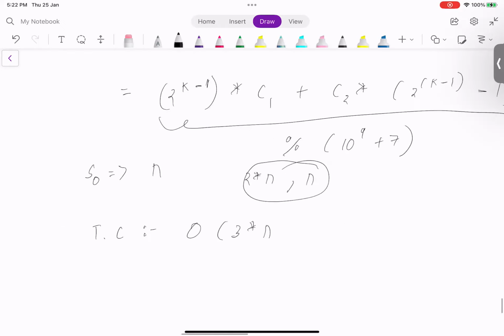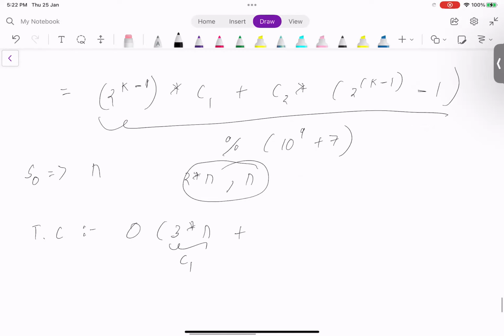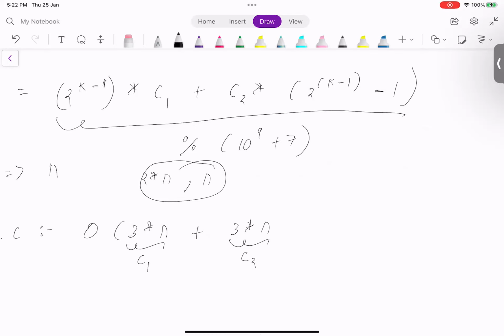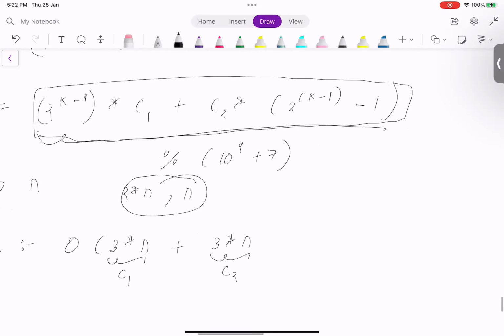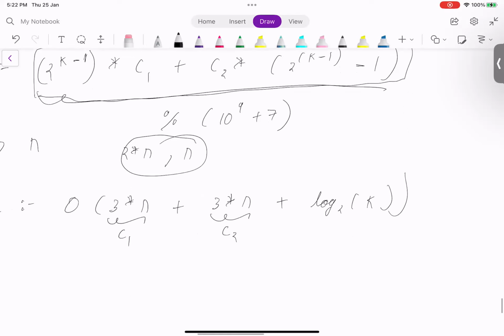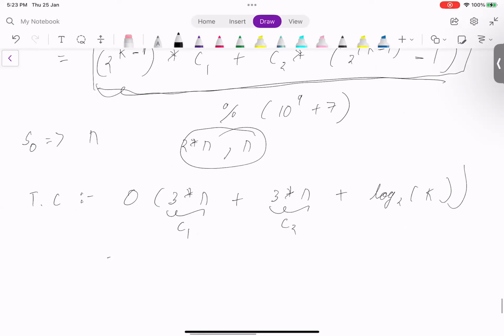That is to calculate C1, plus to calculate C2 we need 3 into n. Now once we calculate C1 and C2, it is just finding out the value from this derived formula. To find out 2 power, we can use modulo with binary exponentiation, so it will cost us log 2 of k. This is the practical time. In terms of big O notation, we can say it is big O of n plus log base 2 of k.